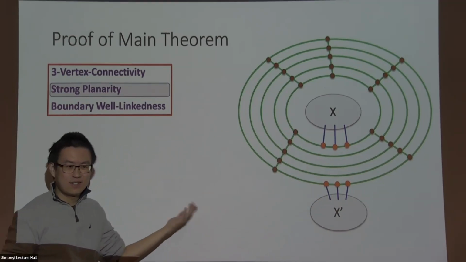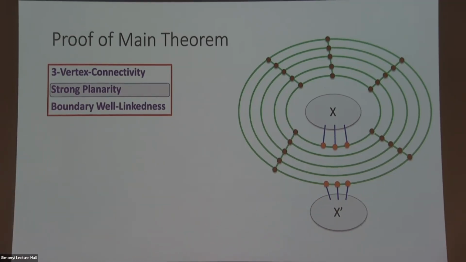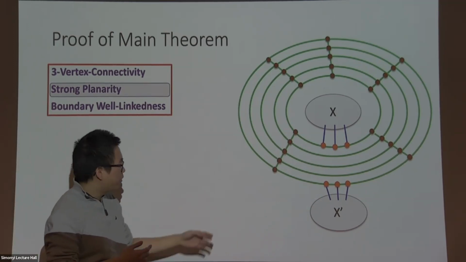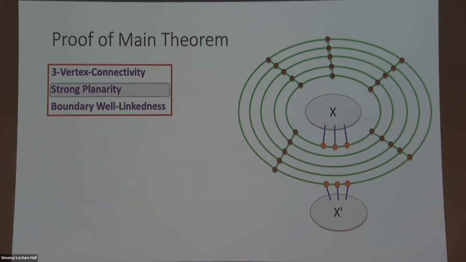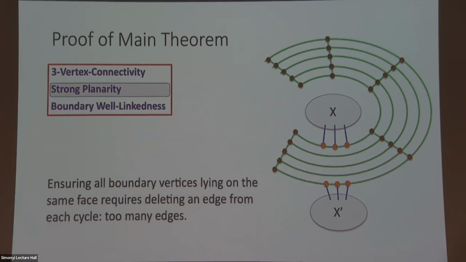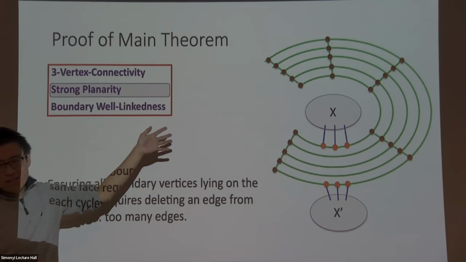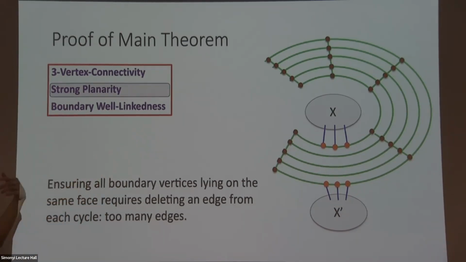And this is not what we want, so we want to decompose it. In this case, it can be proved that if we want to ensure strong planarity, we basically have to delete one edge per cycle in order to make them not appear on the same face. And actually the number of cycles can be very many. So this forces us to delete too many edges.